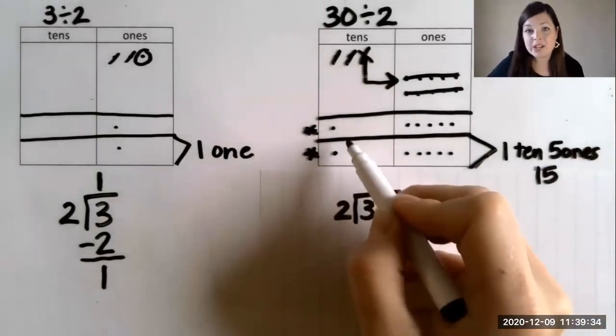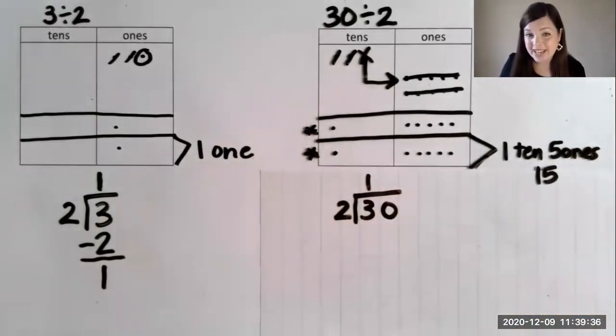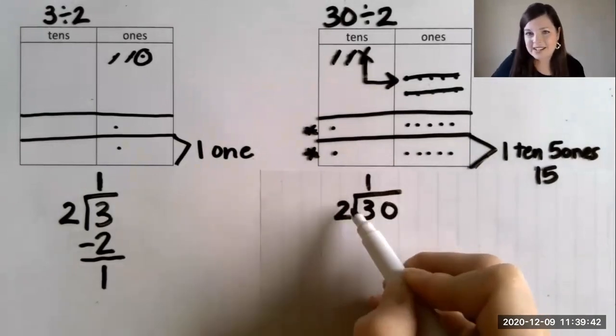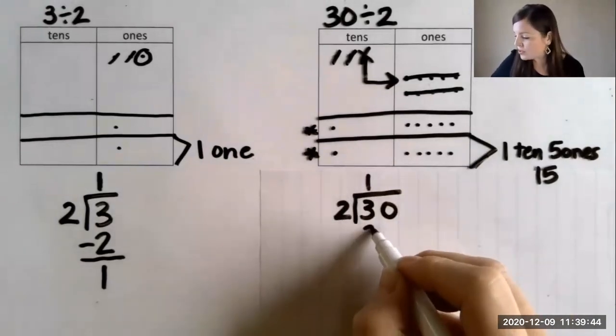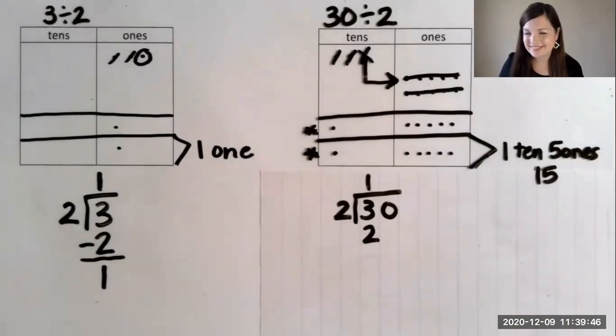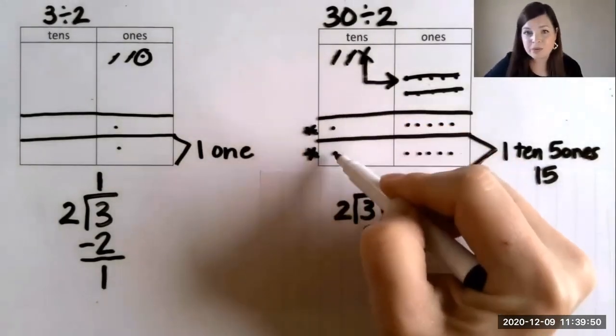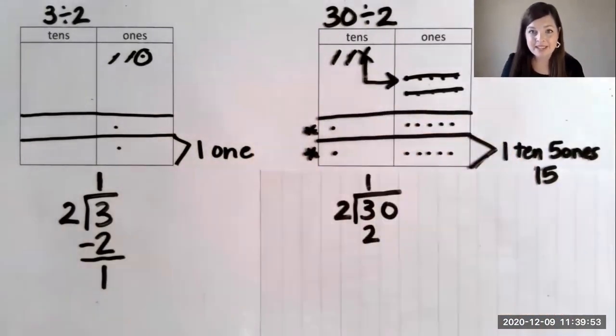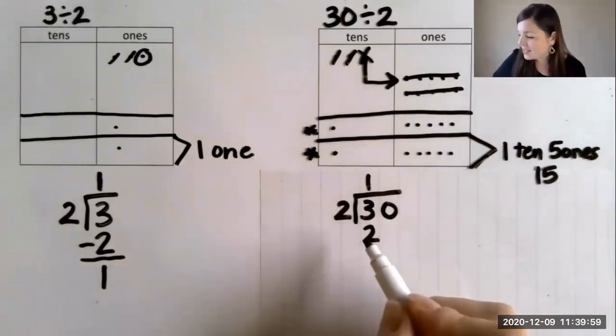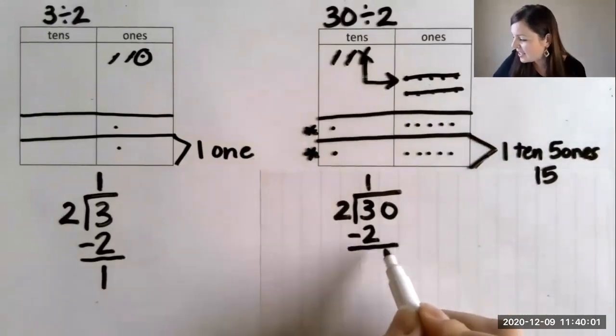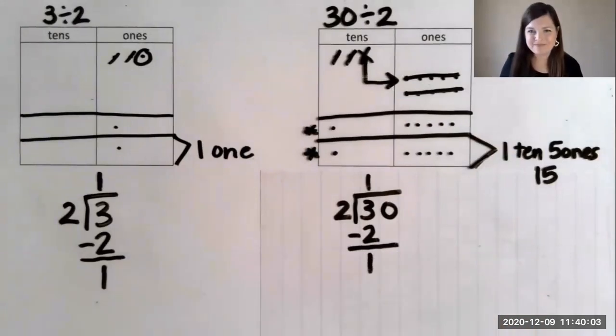Now, we recorded 1 ten twice. Say a multiplication sentence that tells how many tens we recorded altogether. 1 ten times 2 equals 2 tens. Now, we had 3 tens to distribute. We distributed 2 of them, and we had 1 ten remaining. Say a subtraction sentence that tells us that. 3 tens minus 2 tens equals 1 ten.